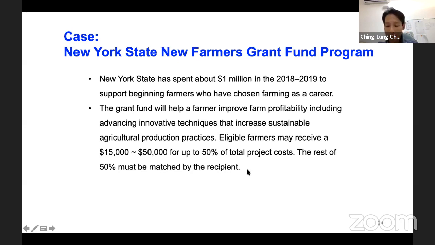So it means they try to encourage the farmers to use newer devices, or use a smarter way to do the irrigation, to save the water.